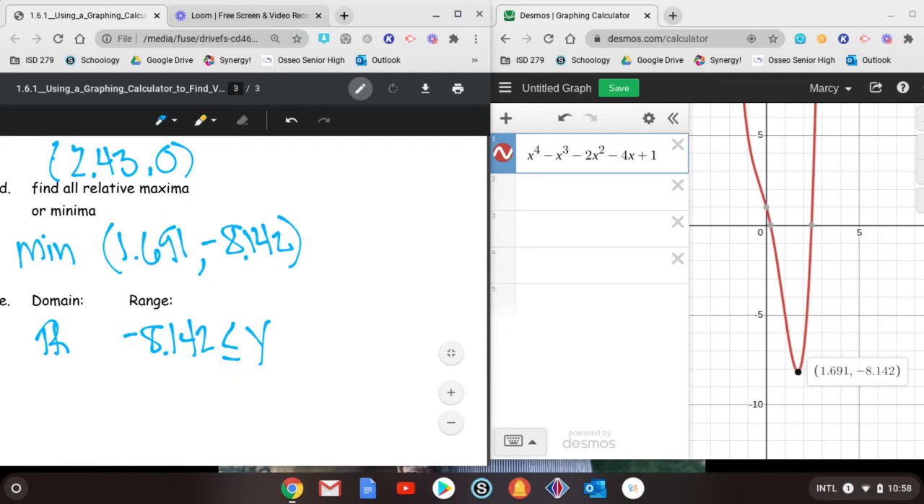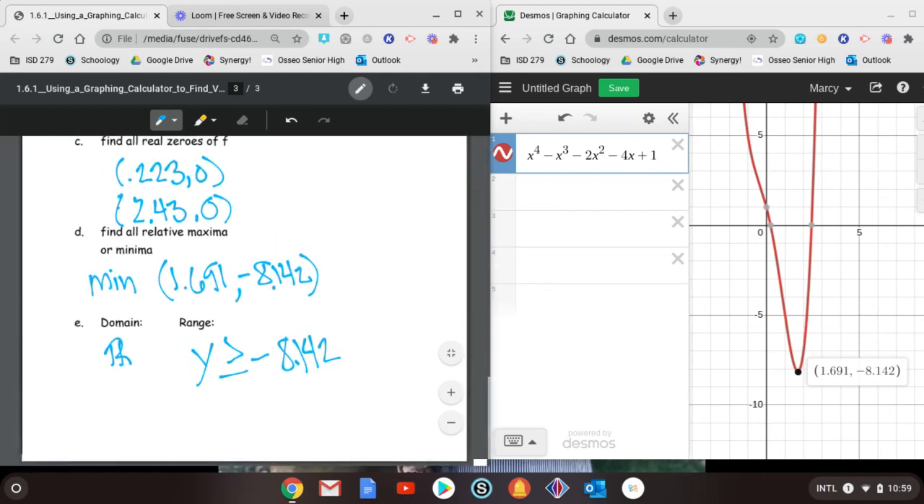Whoops, so I should have written it the other way. So, excuse me. All right, so y is greater than or equal to negative 8.142. And that is your range for this graph, okay? Because it only goes up, it doesn't go down, so y is greater.